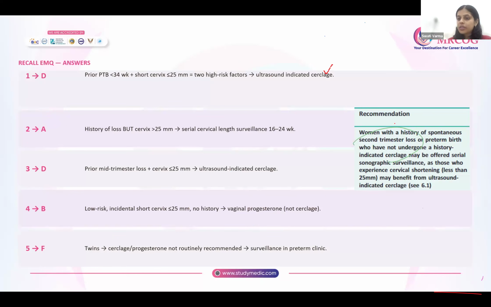Although you can continue surveillance in preterm clinic if given because she was having LEEPs. So she is intermediate risk according to GTG. But as such, you will never take her up for cerclage because women with a history of spontaneous second trimester loss or preterm birth who have not undergone a history indicated cerclage may be offered serial sonographic surveillance, as those who experience cervical shortening may benefit from ultrasound indicated cerclage. This is the explanation for the above questions.